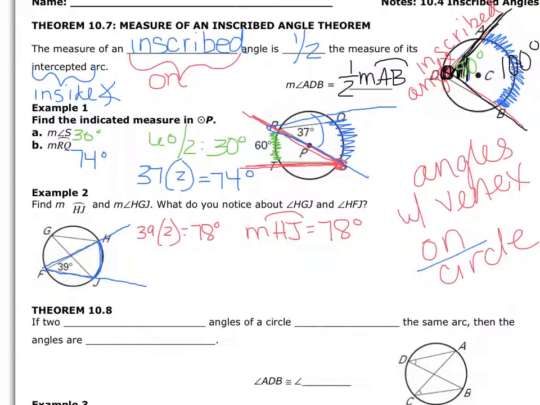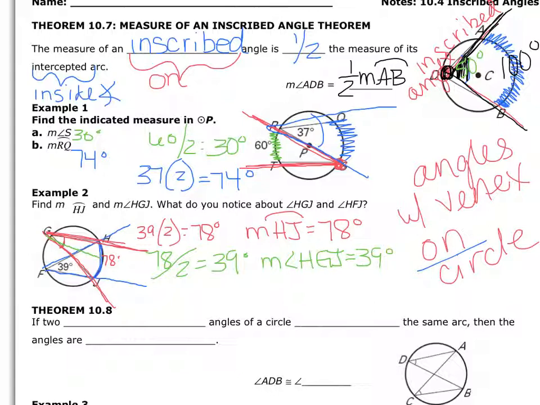Now they also wanted us to find the measure of angle HGJ. If we go from H to G over to J, the measure of that angle is half of the arc. If you go from the vertex, look at what arc it hits. It hits 78 degrees. An angle that is on the circle is half of the arc, so if we take 78 and divide it by 2, we get 39 degrees. The measure of angle HGJ is 39 degrees.